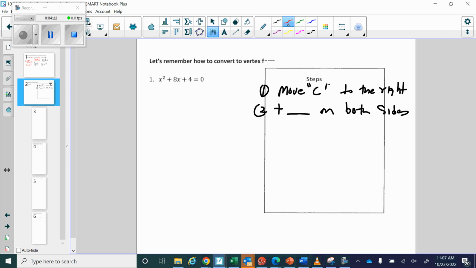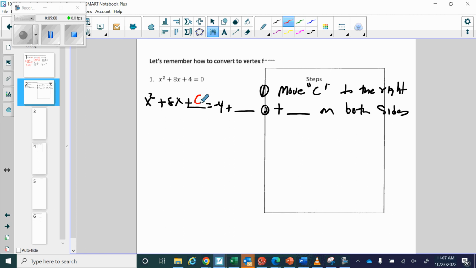So I cancel the 4, so now I'm going to have x squared plus 8x plus that blank space equals a blank space. I think I wrote my number 2 over here. It's literally nothing. All right, so let's do that now. When I move the 4, it should be a negative 4. Sorry about that. And then the blank space.